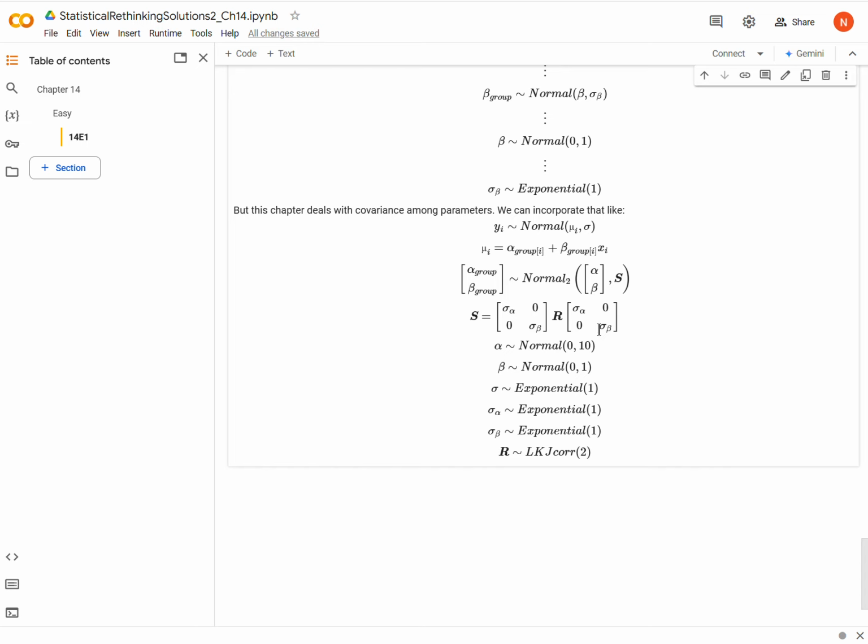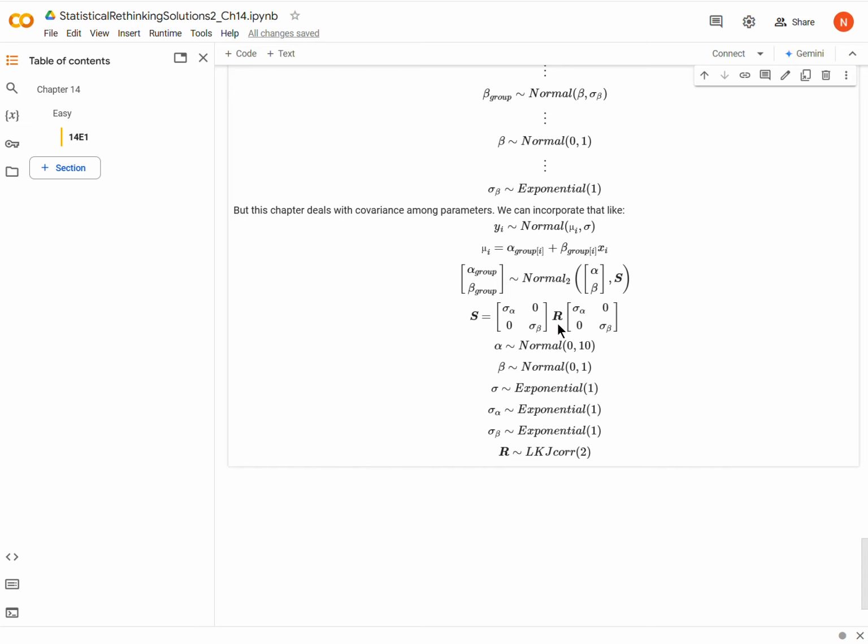So what we have is just a diagonal matrix where the variances, sigma squared alpha and sigma squared beta, are on the diagonal. That would be the case if alpha and beta had no relationship at all, if they were completely independent. But if they have any relationship, then we would need the off-diagonal terms to be non-zero. And the way that we get those non-zero off-diagonal terms is with this R matrix here.